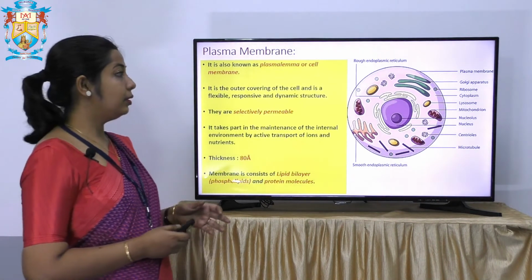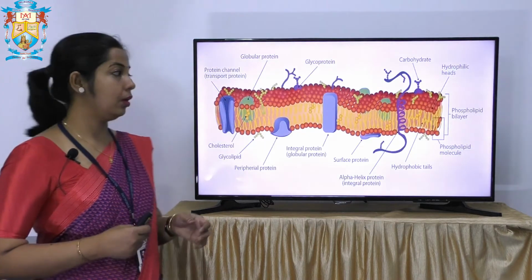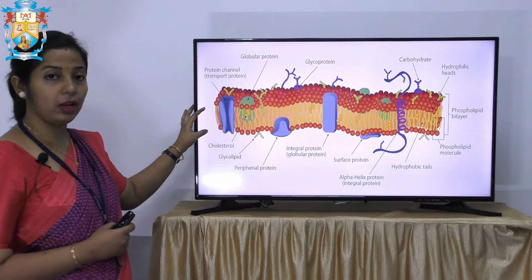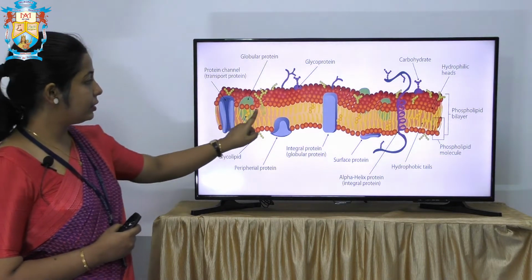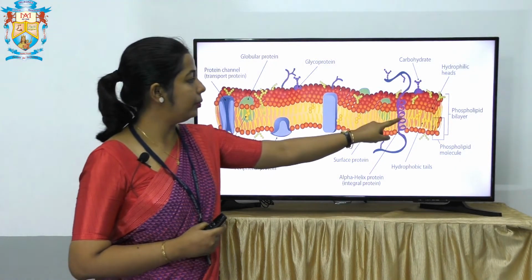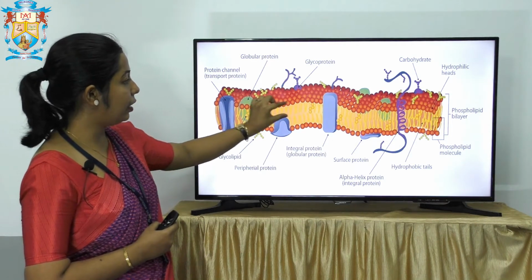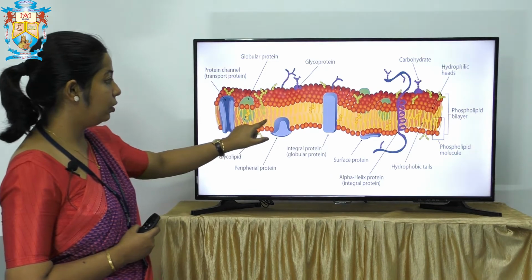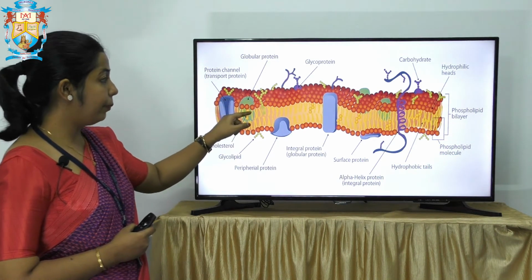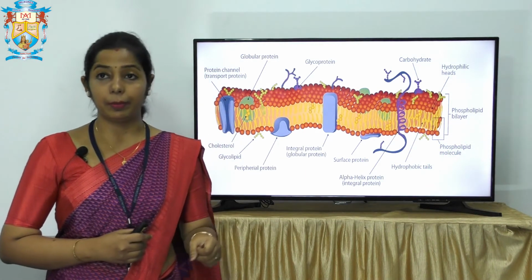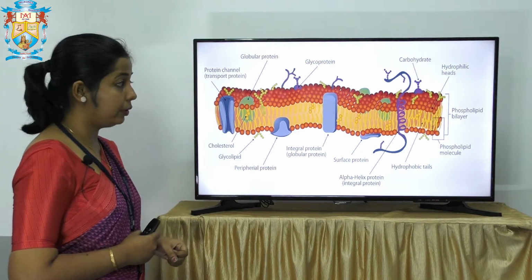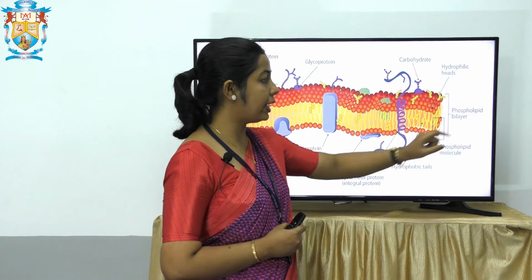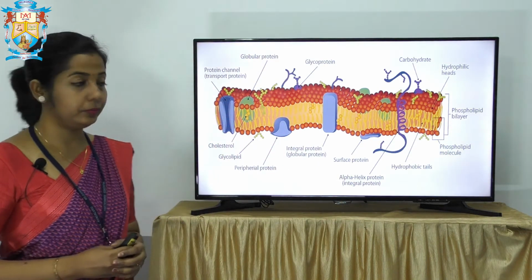Now, this is the ultrastructure of a biological membrane. This is the lipid, and as you can see, there are two layers of lipids in the membrane. The lipid which is mainly present in the membrane is called phospholipid. As there are two layers of phospholipids, they are called a phospholipid bilayer.